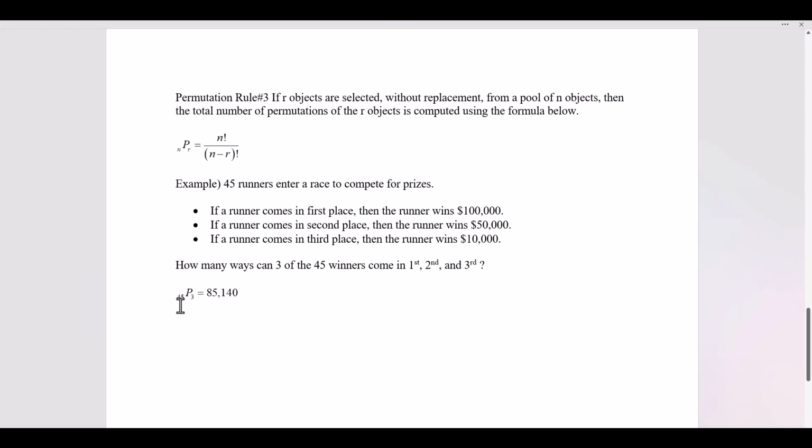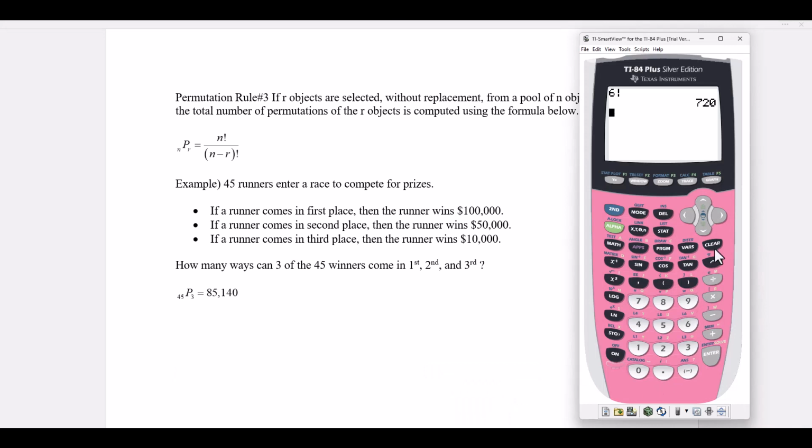Well, that's 45 choose 3, which is 85,140. We can calculate this using the calculator. We type 45, math, highlight PRB, and select option 2. Then type in r, which is 3. Hit enter, and we have the answer, 85,140.